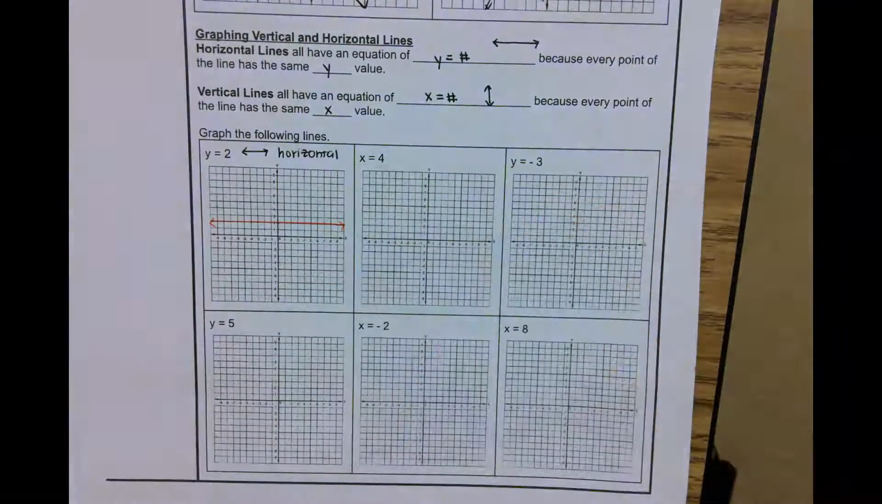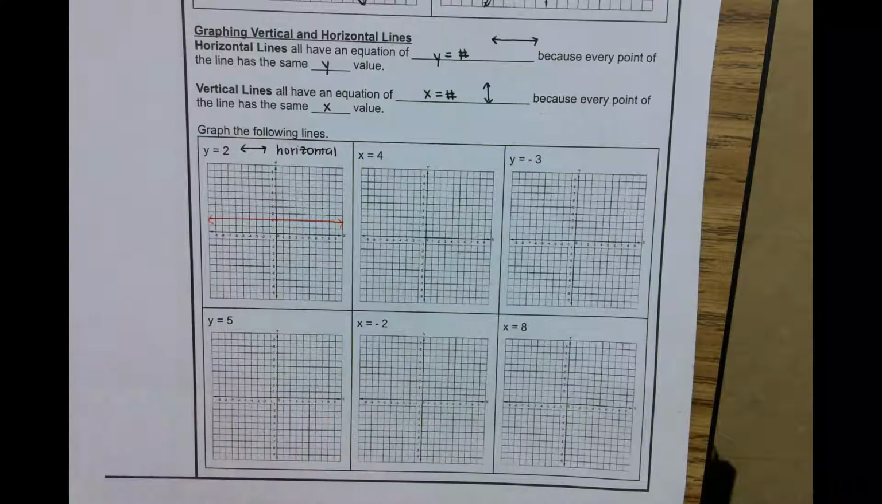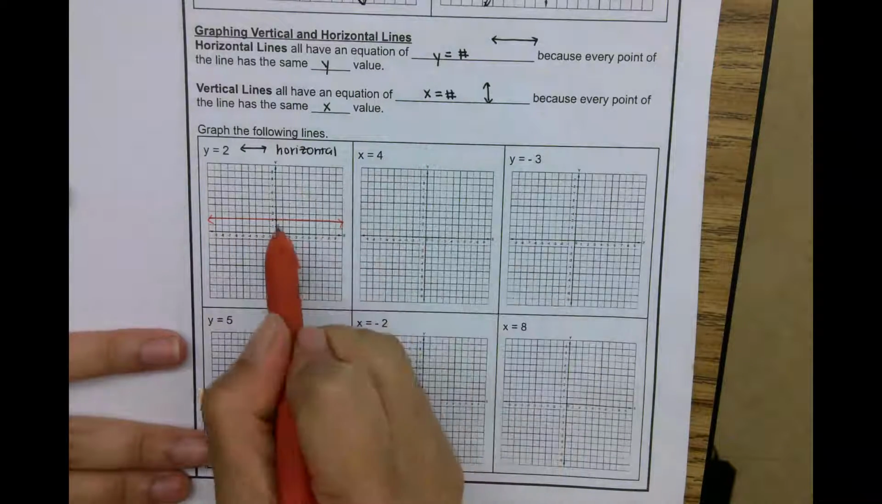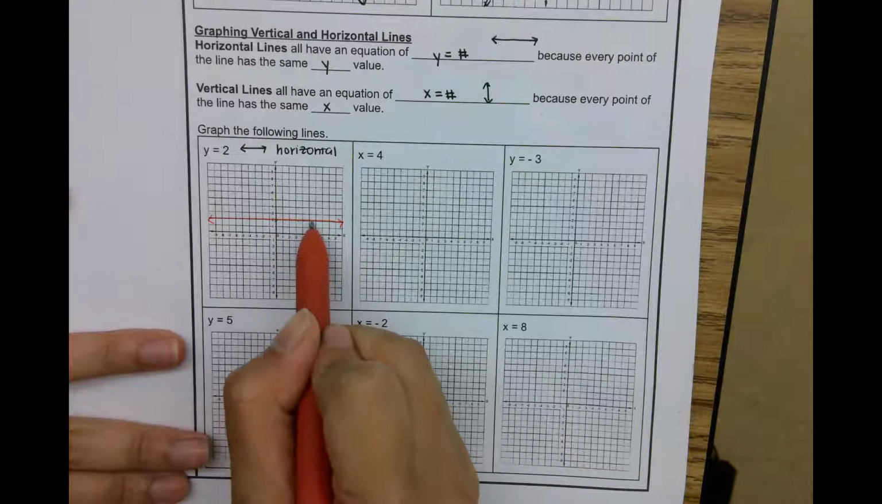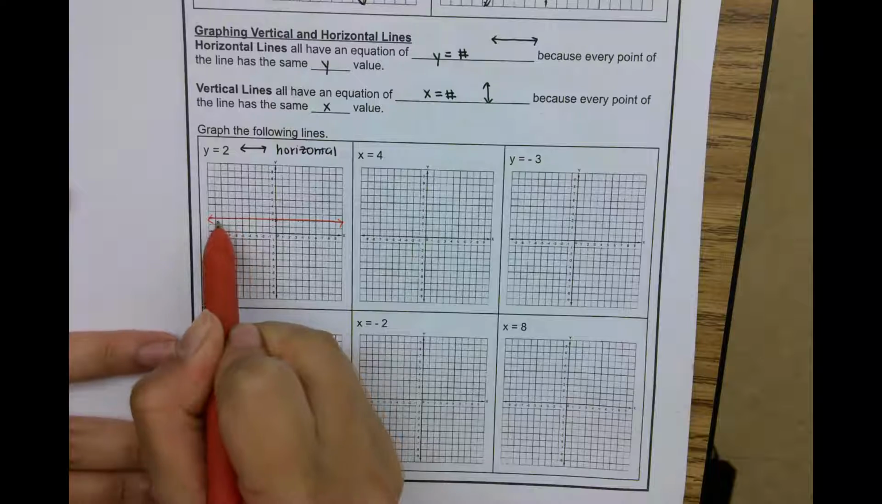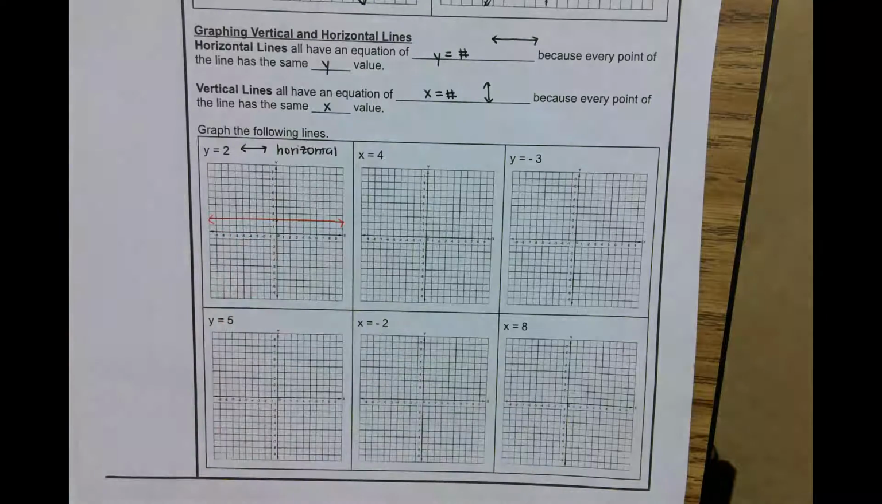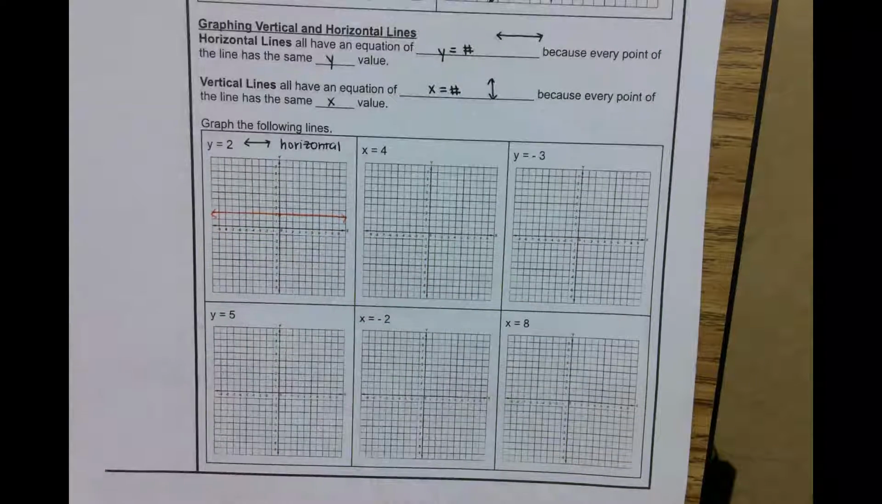I know it's kind of the opposite of what we normally think. But if you think about every single point on this line, it has a y value of 2. Here we have (0, 2), (1, 2), (2, 2), (3, 2), (4, 2), (5, 2), (6, 2), (7, 2), (8, 2), and so forth. (-1, 2) too. All of these points have a y value of 2, and that's why y equals a number is a horizontal line.